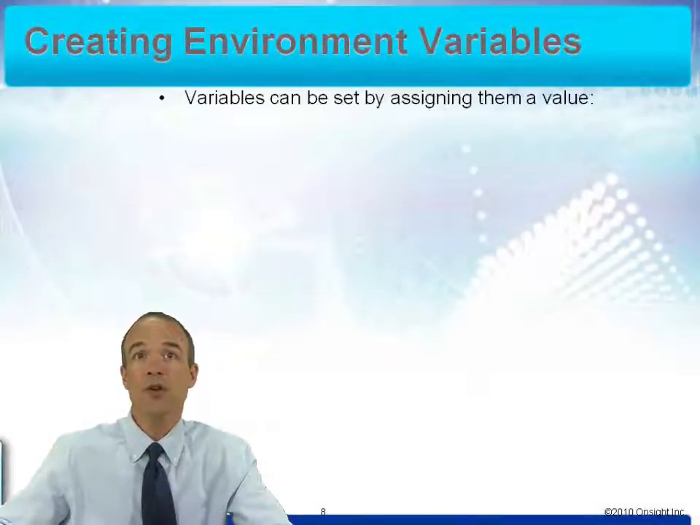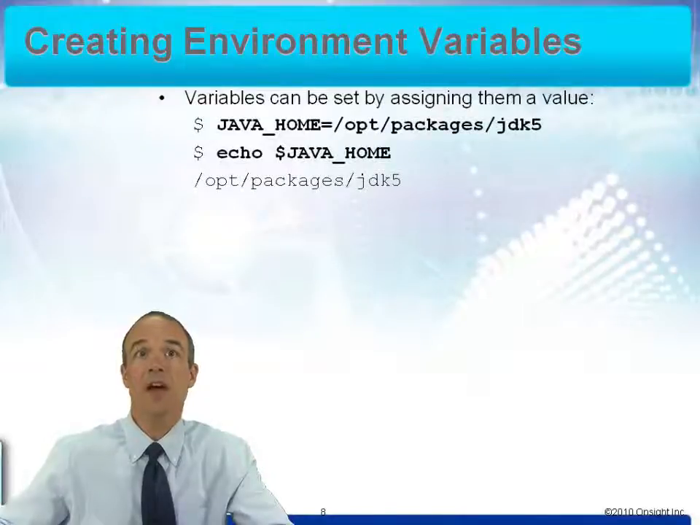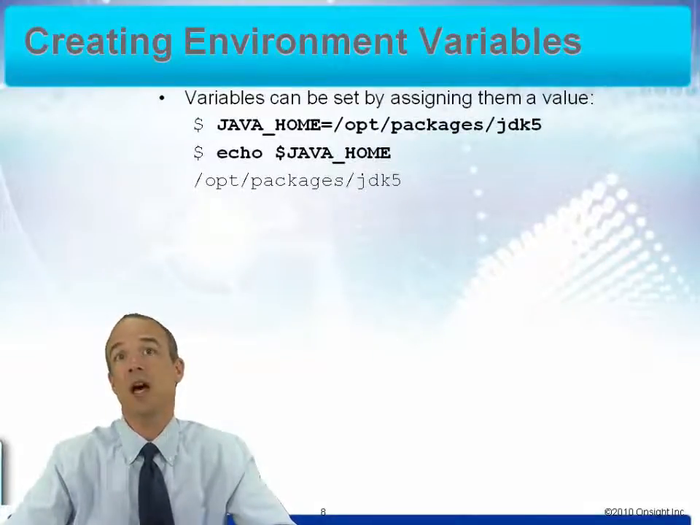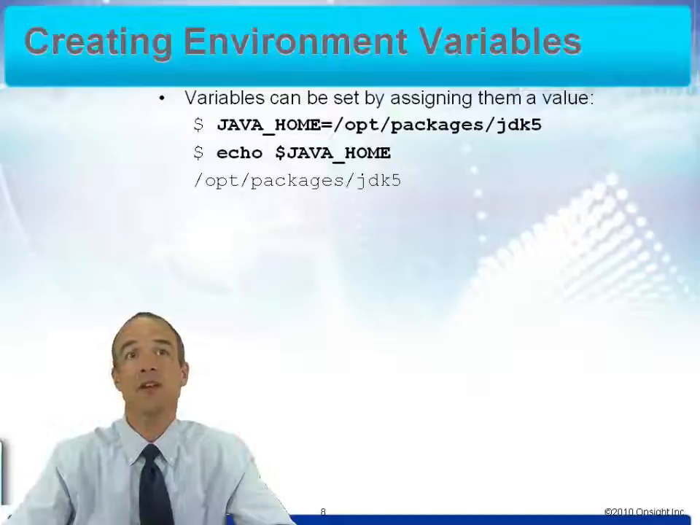Now you can create your own environment variables, simply assign them a value. So if I say JAVA_HOME equals /opt/packages/JDK5, and then echo $JAVA_HOME, there it is.